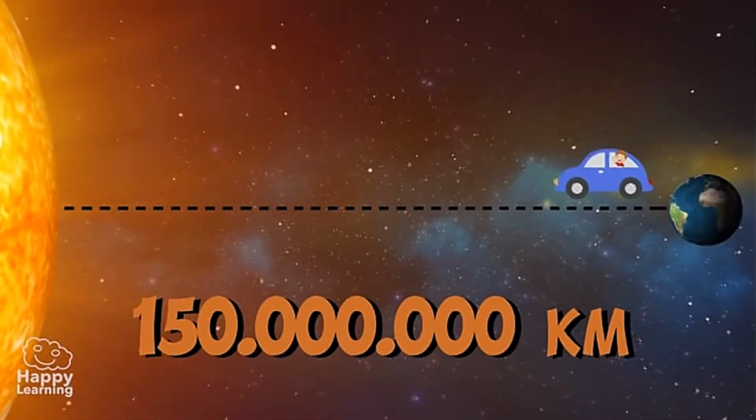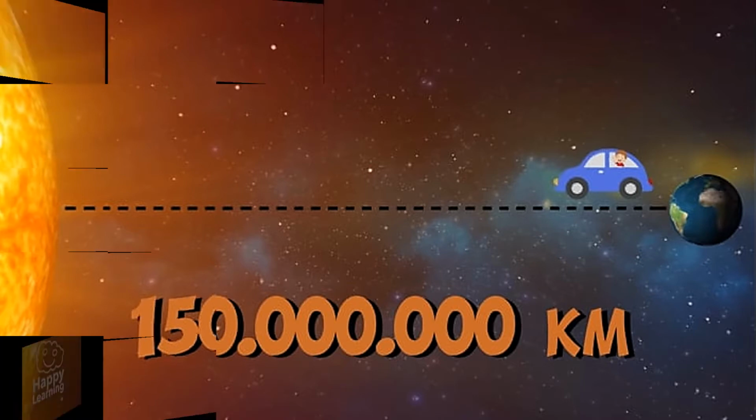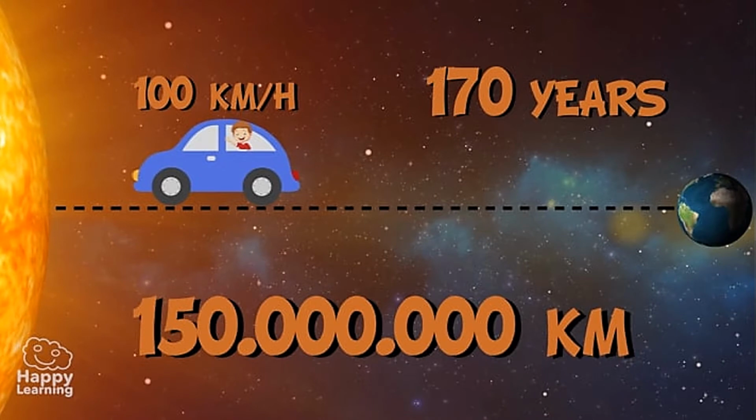So if we are going to ride a car and travel from the Earth to the sun, it will take 150 billion kilometers to reach the sun. And if our speed is 100 kilometers per hour, it will take us 170 years to reach the sun.